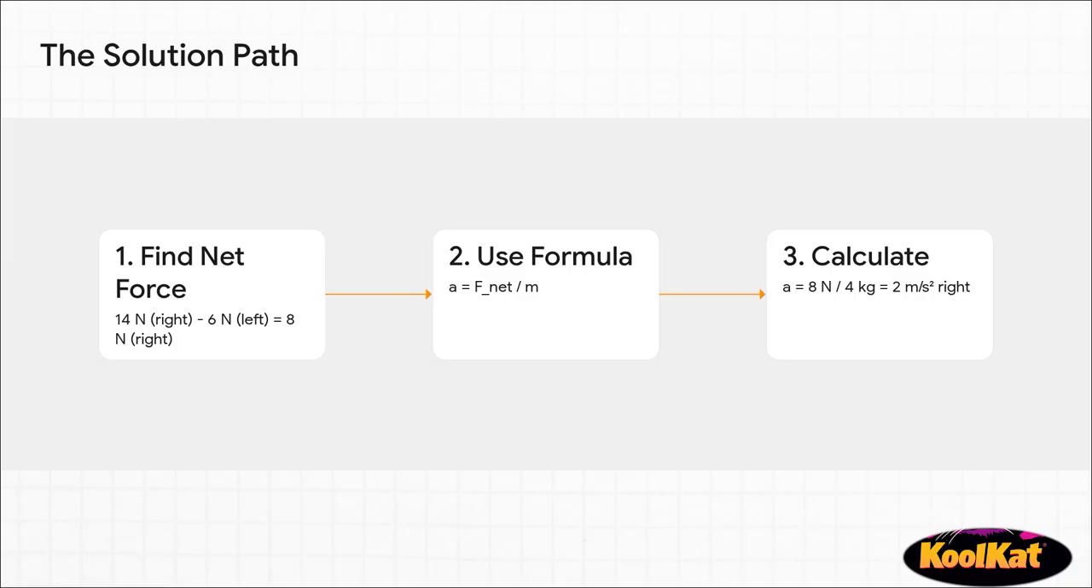See? The box is definitely going to move to the right. Now we just rearrange our master key to solve for acceleration. A equals F net divided by m. We plug in the numbers, 8 newtons divided by 4 kilograms, and that gives us an acceleration of 2 meters per second squared, to the right. And just like that, you've got the answer.